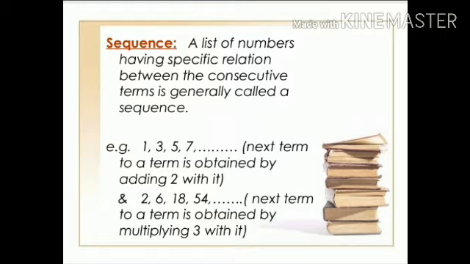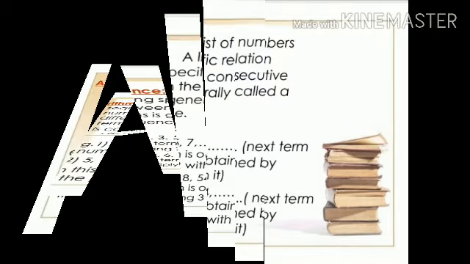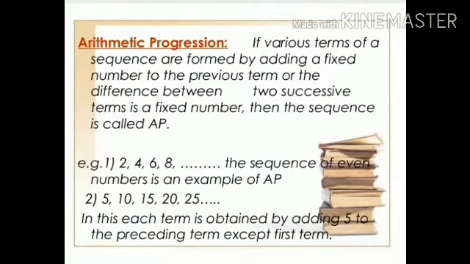Similarly, in the second example, 2, 6, 18, 54 and so on. Here, when we multiply 3 with 2, we get 6. When we multiply 3 with 6, we get 18. Next, when we multiply 3 with 18, we get 54. Similarly, we can say it is also a sequence. So, dear students, a sequence is a list of numbers having a specific relation between the consecutive terms.